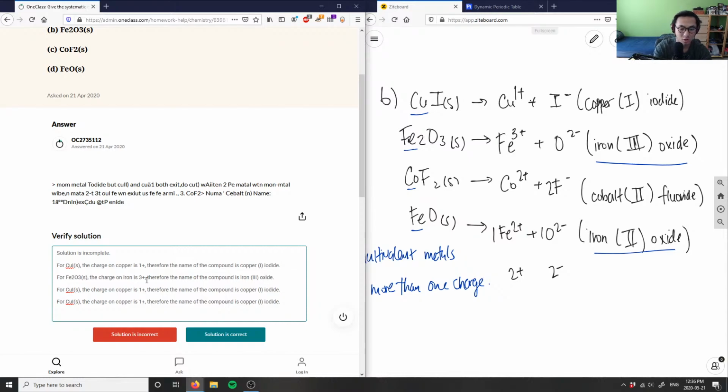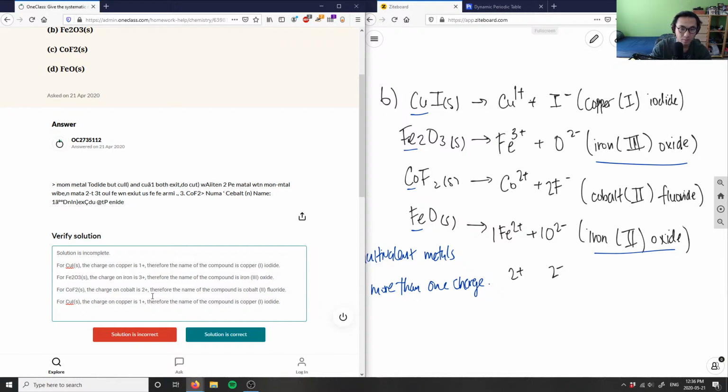And then this is for copper, or sorry, for cobalt fluoride here, or cobalt 2 fluoride. The charge on cobalt is 2 plus. Therefore, the name of the compound is cobalt 2 fluoride.